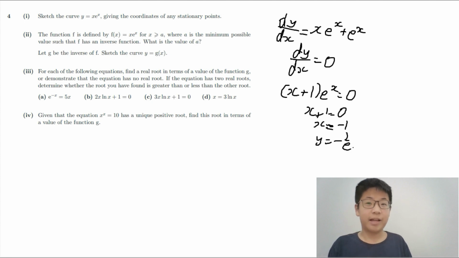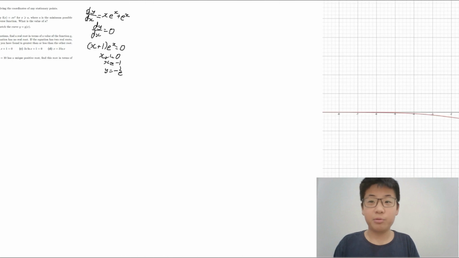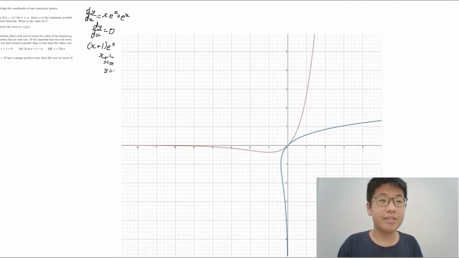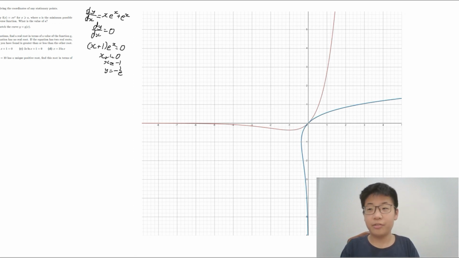Either way, whether doing the graph first or the stationary points first, you will get the graph shown on the right, which is drawn using Desmos. Desmos is one of my favorite programs to draw graphs on, simply because the interface is very clear. I think you can see the whole graph right now. The red graph is the graph of x times e to the power of x, and the blue graph is the inverse.